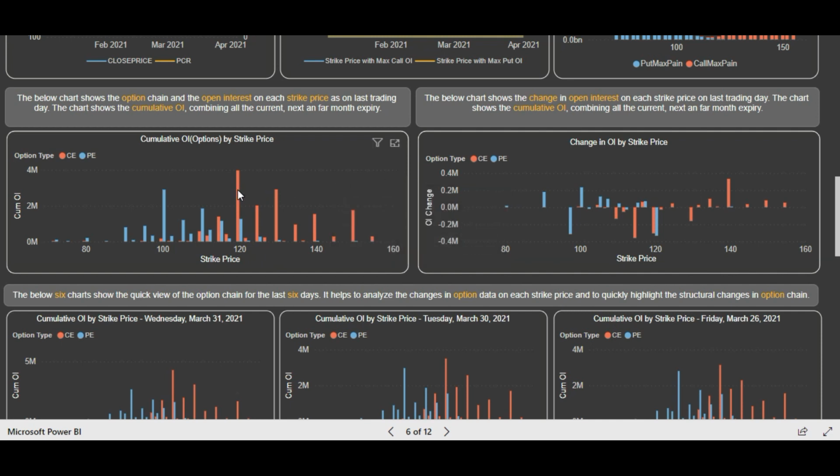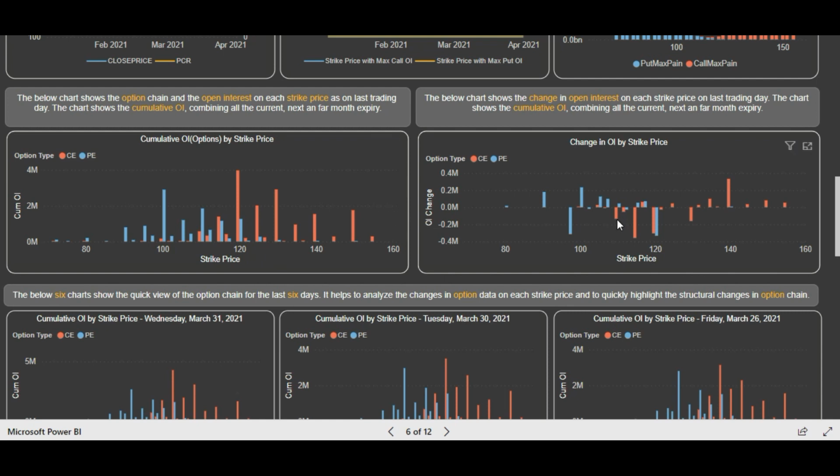As of the last trading day snapshot, the total call open interest is maximum at 120. This is the cumulative OI, and the next level is 130. So right now 120 is a resistance zone, 110 is the first level of support and 100 is a major support. So we have 2 resistance levels and 2 support levels here as per the option chain.